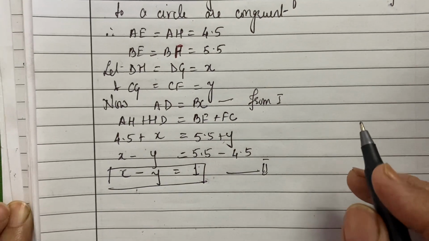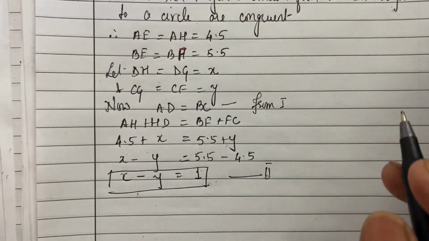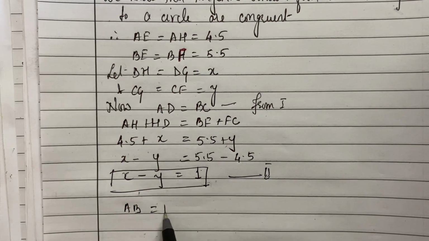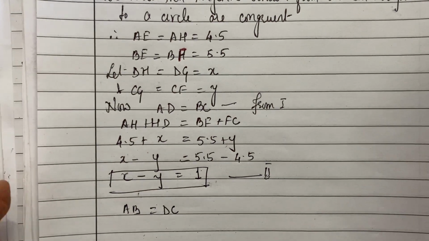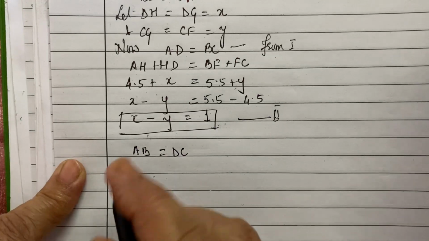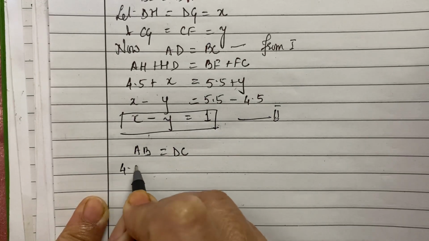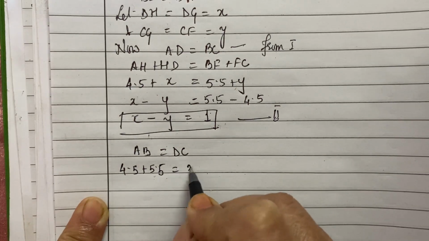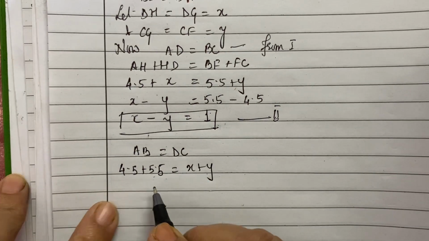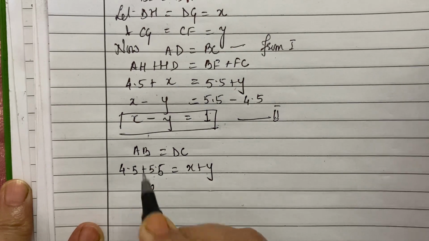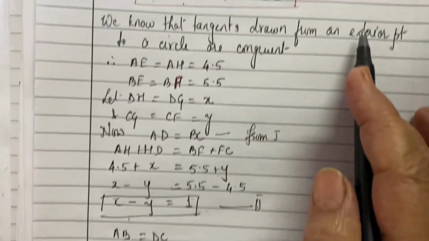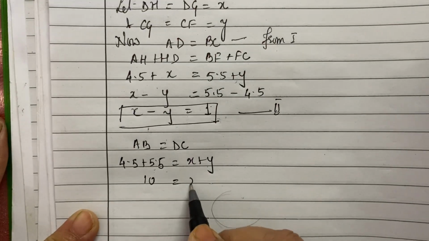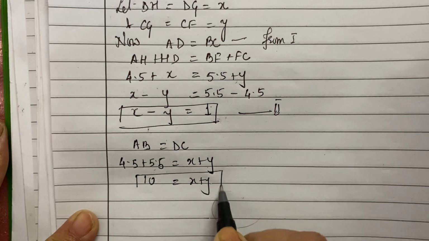I'll consider AB and DC also. Okay. So AB is equal to DC. Again, opposite sides of a parallelogram are equal. Our length AB is nothing but 4.5 plus 5.5 and DC is X plus Y. So 4.5 plus 5.5 gives me 10, which I have already done before, right? We have already done it over here. So that is equal to your X plus Y. So this is my equation number 3.